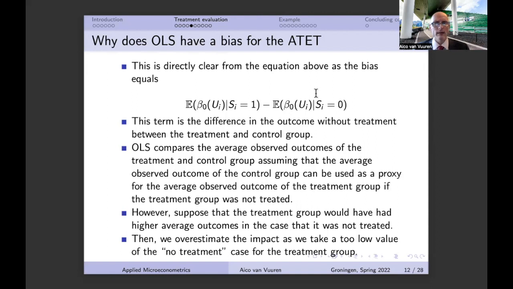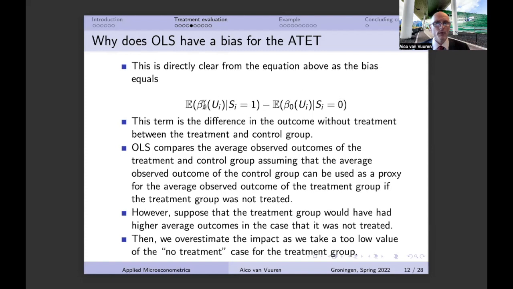We should realize that this term over here is observable, because for individuals who are in the control group, who are not treated, we can know what they actually got at the moment that they were not treated. That's actually what we observe. So in order to estimate this term, we can just take the mean over their observations.